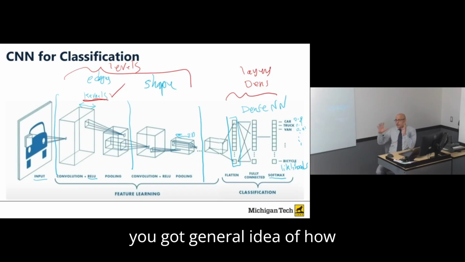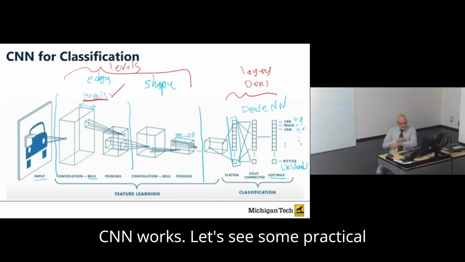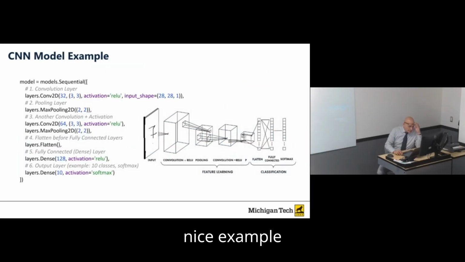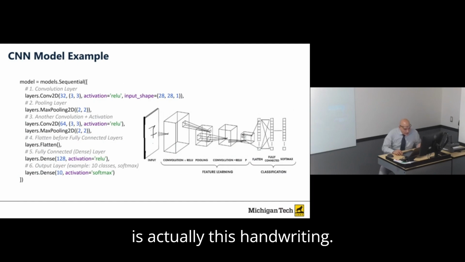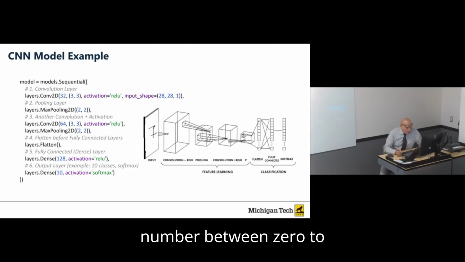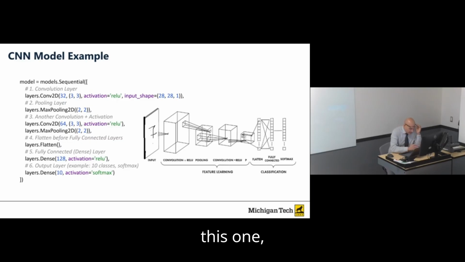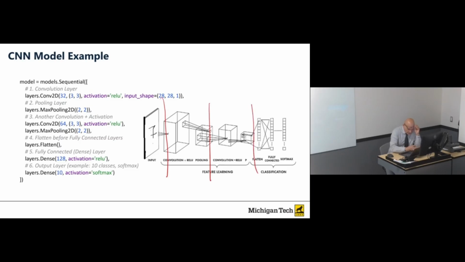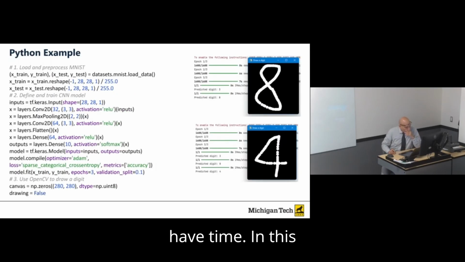So I think you got a general idea of how CNN works. Let's see some practical examples of that. One of the very nice examples is this handwriting program where you can write something and it detects, for example, a number between 0 to 9, 10 digits. In this one, the structure is like that. We just have two layers. I'm just going to go directly to the code because we don't have time.